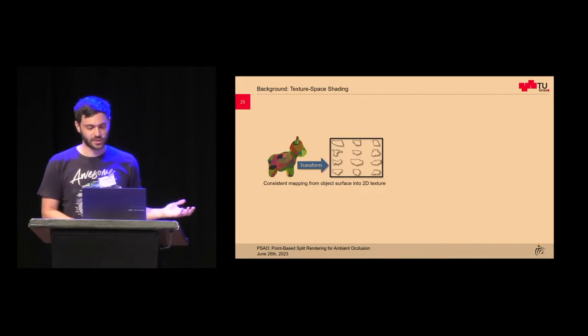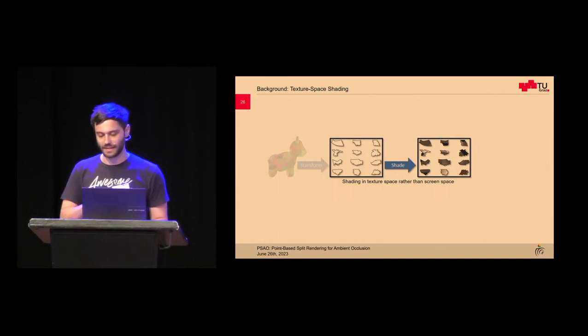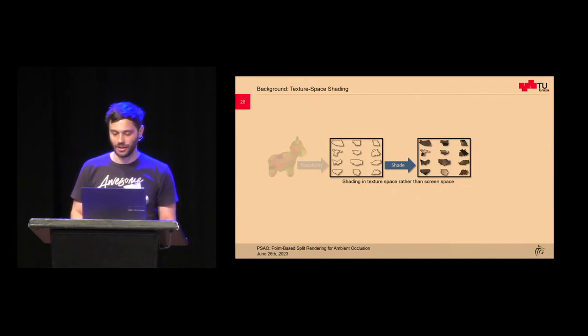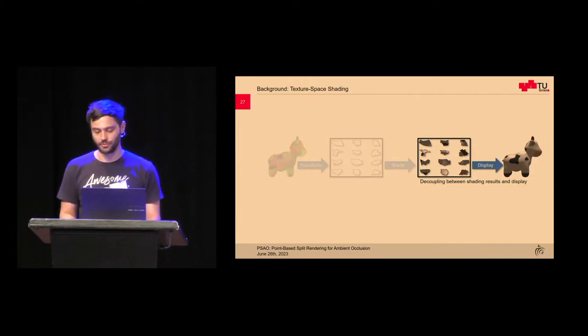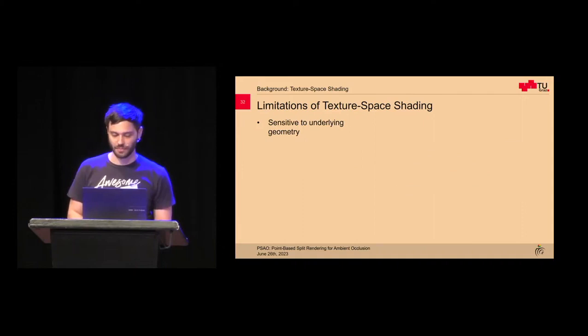So texture space shading, just to give a brief overview, is a consistent mapping from an object surface into a 2D texture. And once we have that, we can compute pretty much any surface material function inside this texture space, for example, the full shading. And then we have this kind of texture cache. And once we have that, the client can autonomously use this information to render new views. So we have effectively decoupled the shading and the display stage between the server and the client. There are some limitations to texture space shading, and this is the core of the motivation for this work for us. Many of these geometry-based methods like shading atlas streaming are very sensitive to the underlying geometry of your meshes or your scenes.